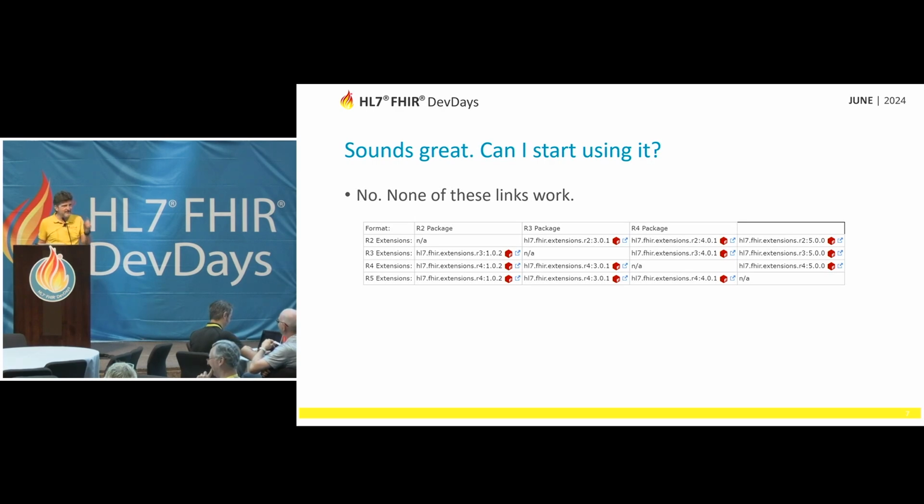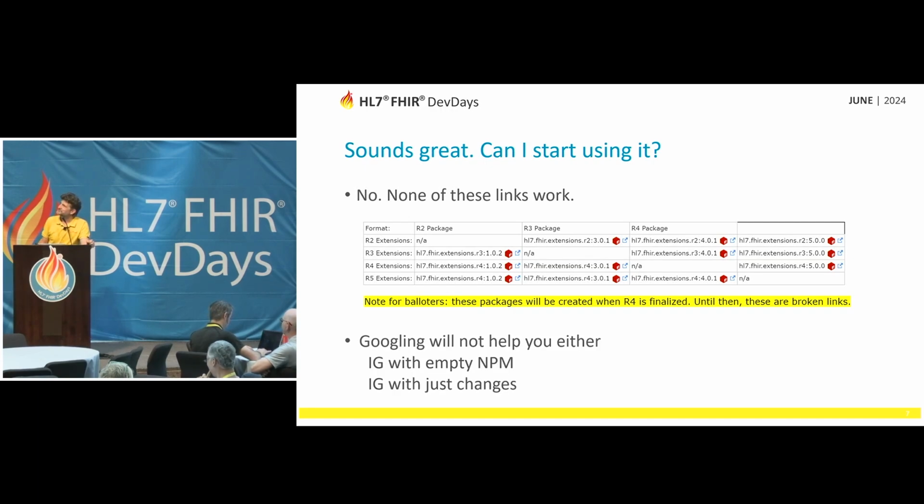In fact, below it is the following text. Note for balloters, because this is normative, these packages will be created when R4 is finalized. Until then, these are broken links. This was 2019, right? Googling won't help you either. If you Google cross-version extensions, you'll find an NPM file that's empty, or an IG with just the changes, or some magical JSON file that I can't understand. So you're all on your own.